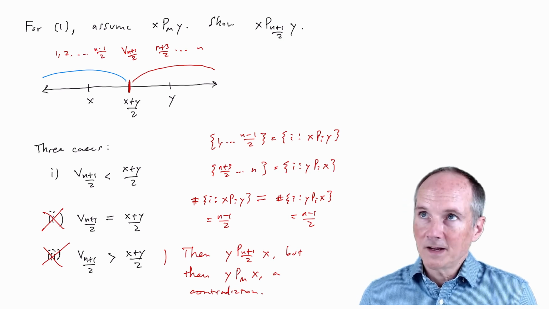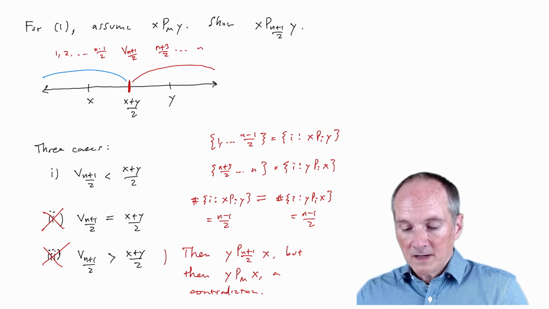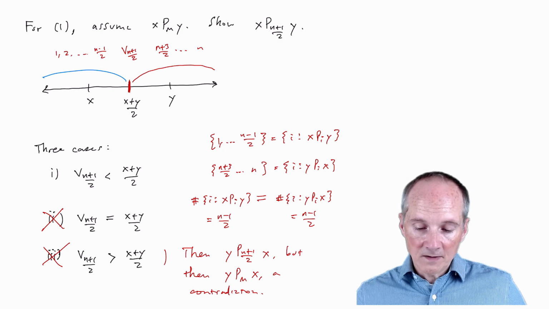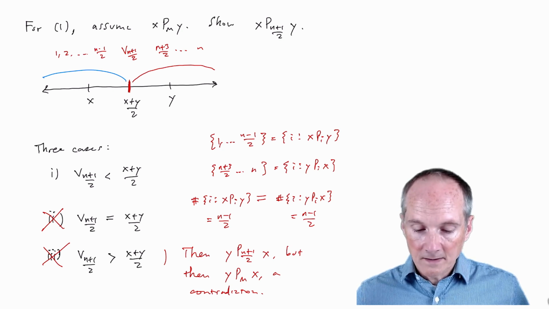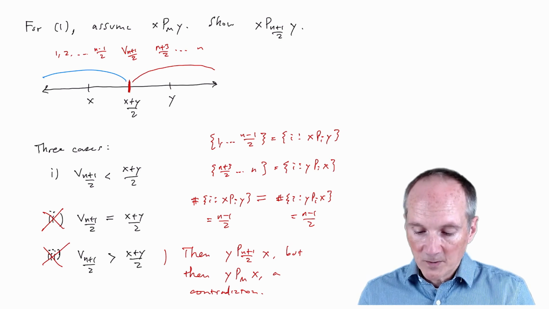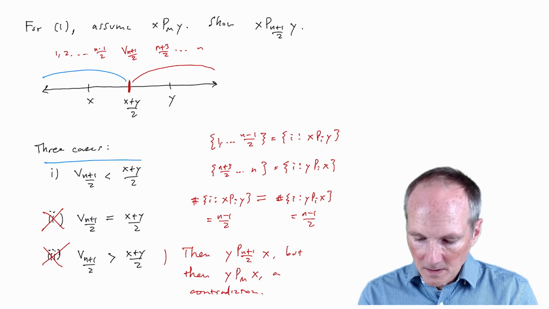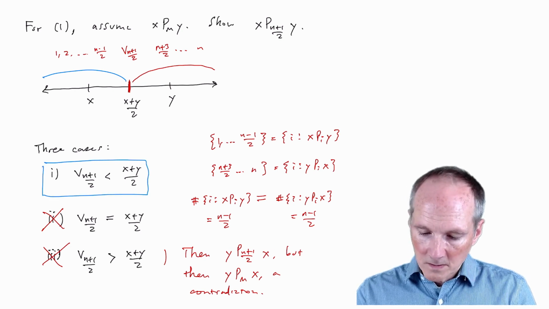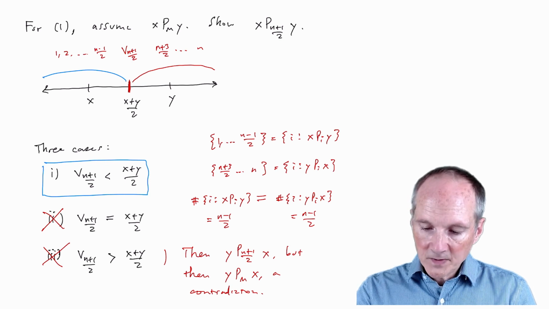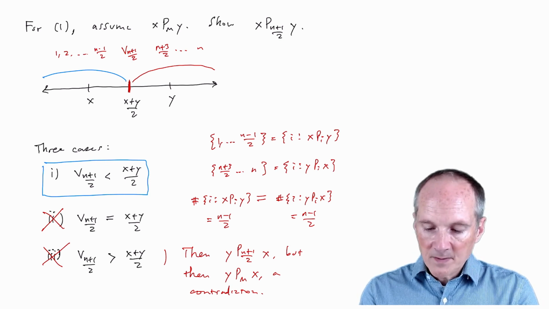It's a long way of saying, if the median were at the midpoint, there would be just as many people above the median who prefer y as below the median who prefer x. And again, that is inconsistent with the assumption that x beats y. So that leaves just this case here. Right? So we've shown that if x beats y, then the median voter has to be to the left of that midpoint.